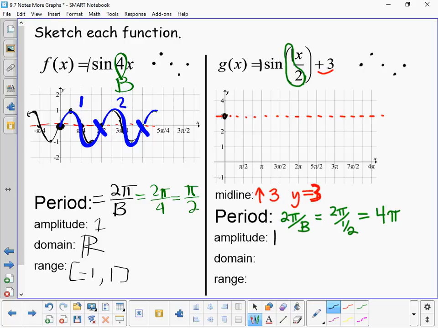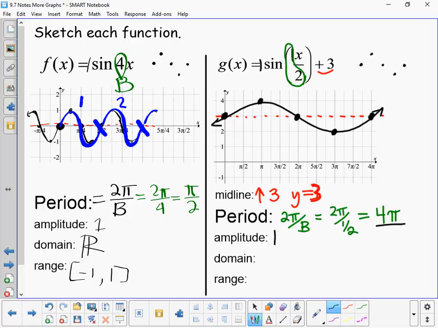So our cycle begins here. The end of the cycle is way over at 4 pi. This is a long period. Halfway in between, we're still on the midline, and then halfway in between those 2 points, we go up by the amplitude. Halfway in between these, we dip down to the minimum. So on our graph, we could only fit that one cycle.